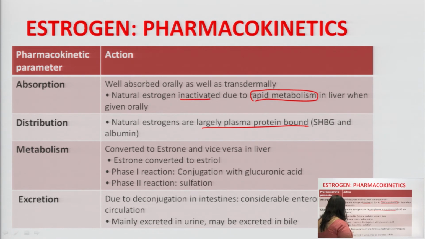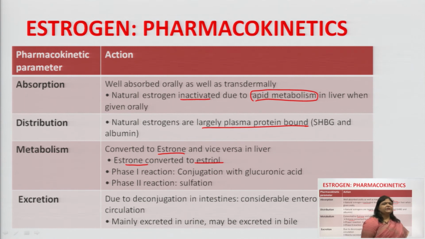Then estradiol is converted to estrone, and estrone is converted into estriol. These drugs undergo both phase 1 reactions and phase 2 reactions like glucuronic acid conjugation, and they also undergo sulfation reactions. And finally, they are excreted in urine. They may undergo enterohepatic circulation and are excreted in bile.